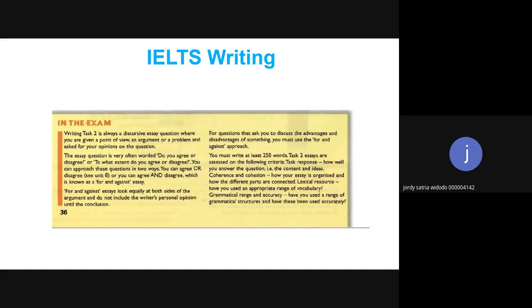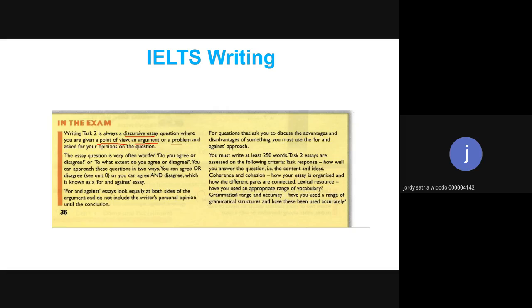In the exam, writing task 2 is always a discursive essay. So remember, discursive essay. You need to write down an essay, even when it comes to real tests later. You are given a point of view, an argument, or a problem and asked for your opinion on the question. So you need to write a discursive essay, or what we call an argumentative essay.